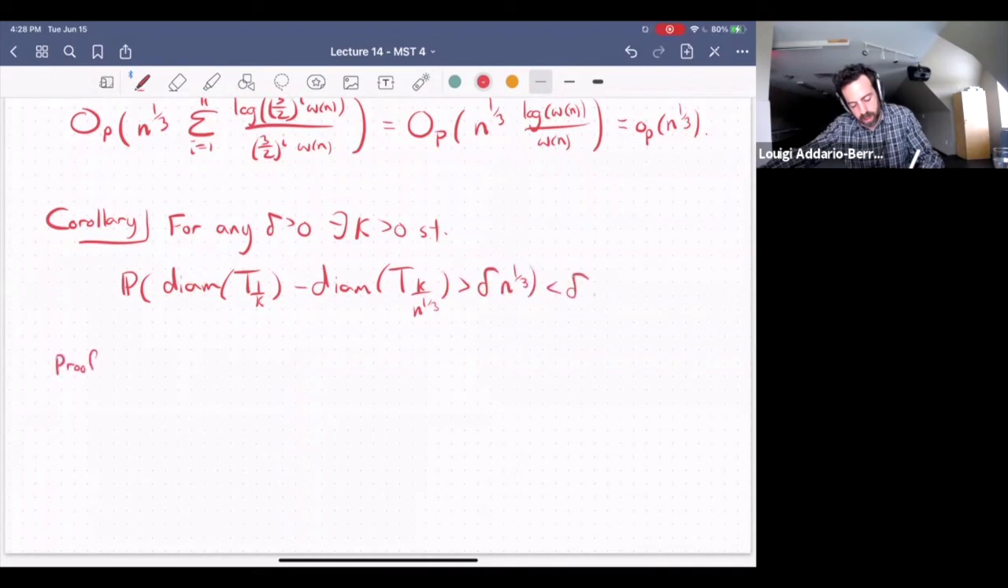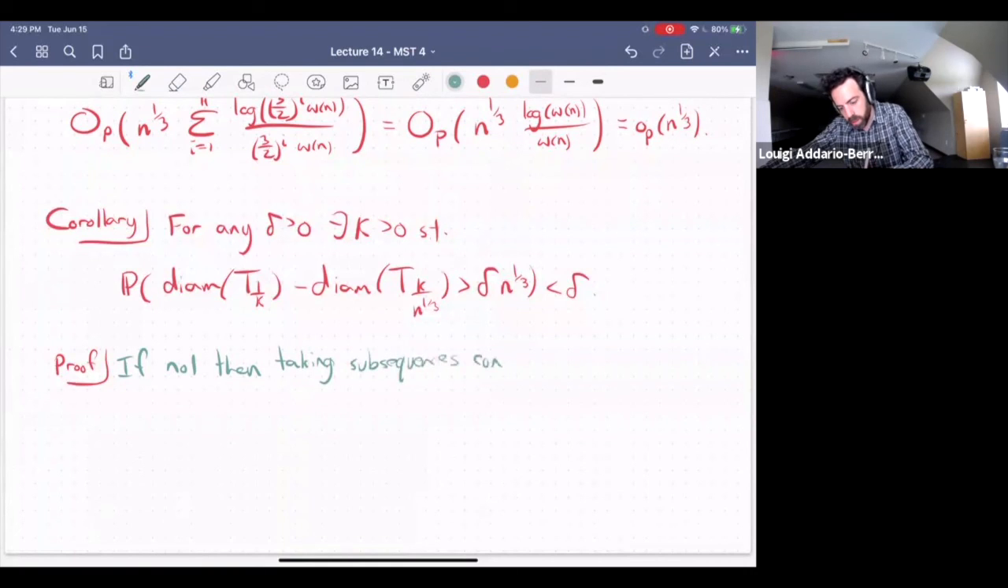Okay, and the proof is just a very soft argument. If this failed, then you could extract a subsequence of values, with k tending to infinity, where you kept having uniformly positive probability of seeing a positive constant times n to the third difference between these two quantities. And the proposition rules that out. So if not, then taking subsequences contradicts the proposition.